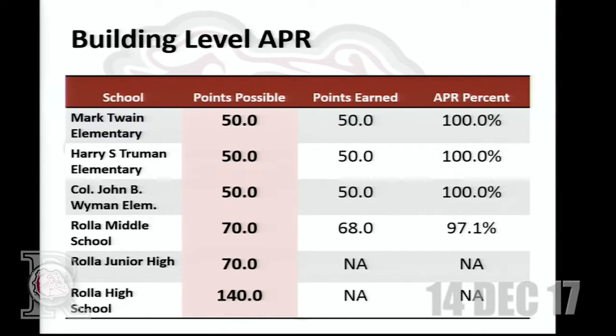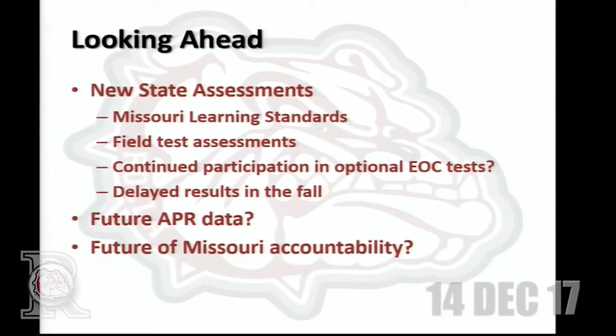But you can see the APR percents for each of the buildings. They do have lower numbers, obviously. The elementaries do not have graduation rates, placement, AP exams, or science or social studies tests. So their points are reduced.